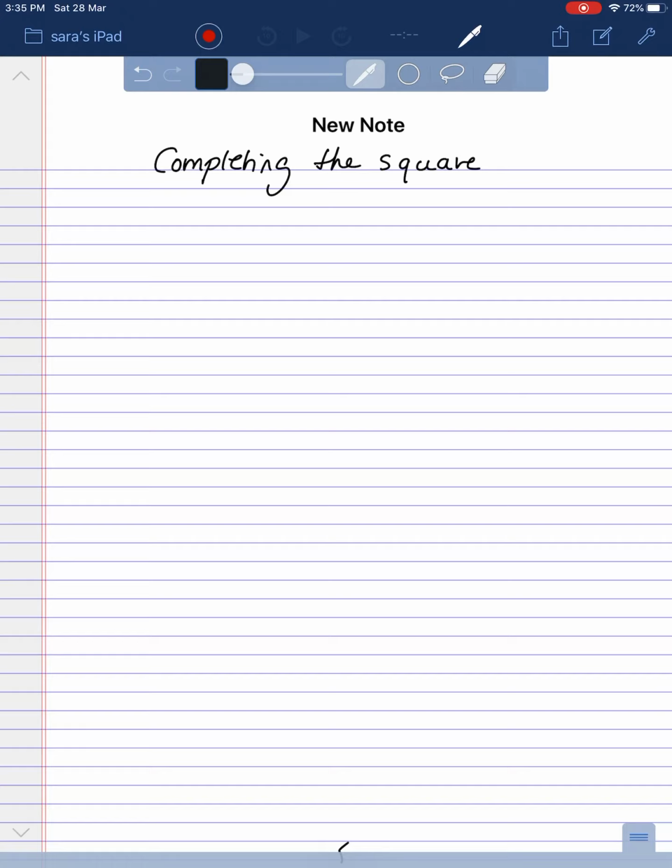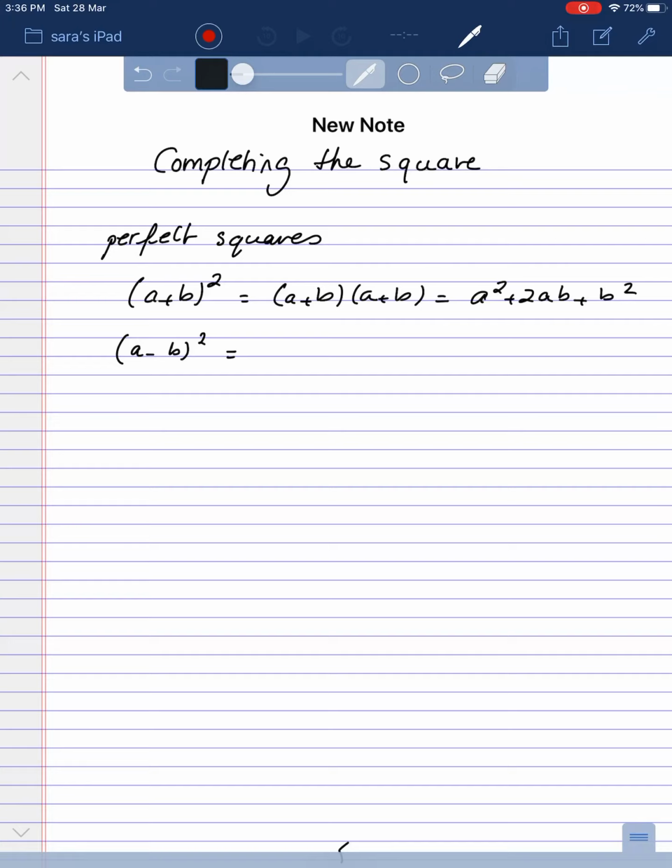Before we start with completing the square, I want to remind you about what we call in math the perfect squares. The perfect squares is when you have (a plus b) to the power 2 or (a minus b) to the power 2. By expanding brackets, which means you can write it as (a plus b) times (a plus b), you will be getting a squared plus 2ab plus b squared. And for this one, you will be getting a squared, the only difference is that we have minus in the middle, which is minus 2ab plus b squared.